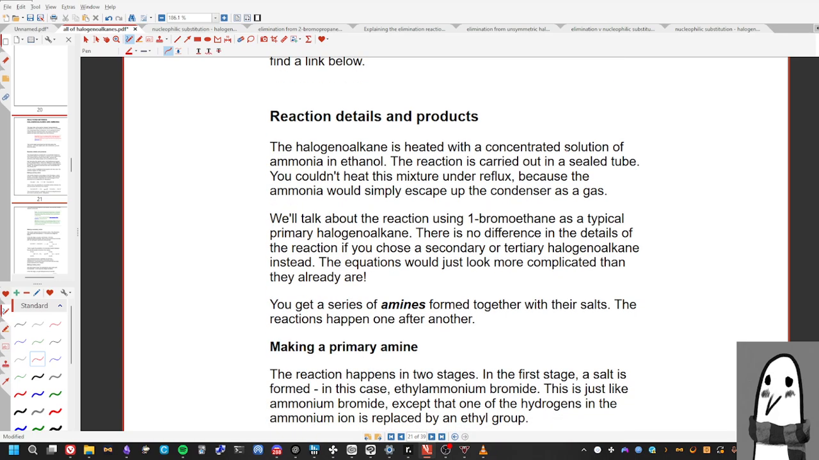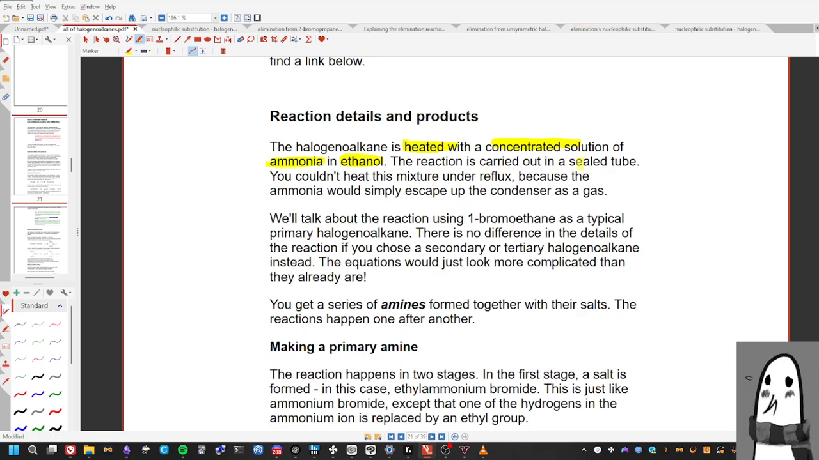So the reaction: the halogenoalkane is heated with a concentrated solution of ammonia in ethanol. Ethanol is going to be your solvent. Ammonia is going to be your reactant, and it's going to be a concentrated solution. Before, we had a concentrated solution of potassium or sodium hydroxide or cyanide. This time we just have straight up ammonia.